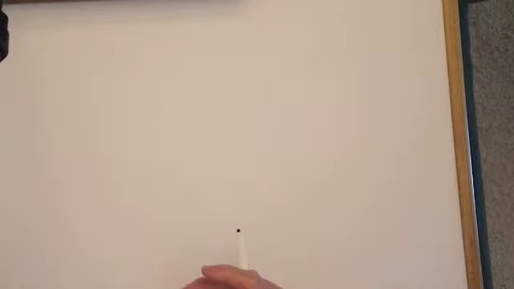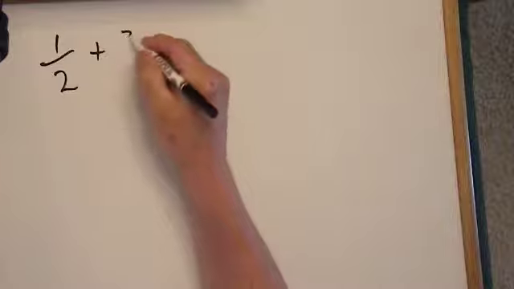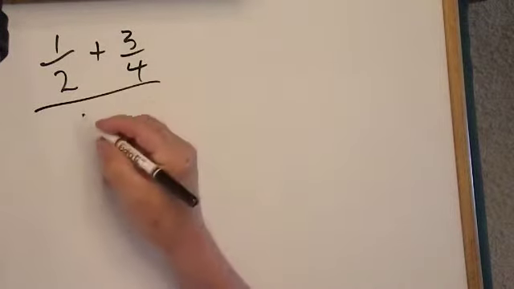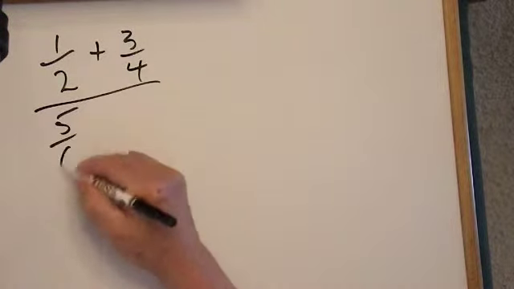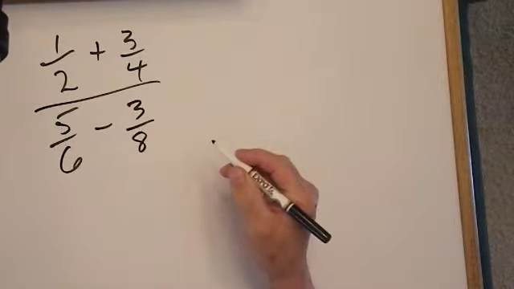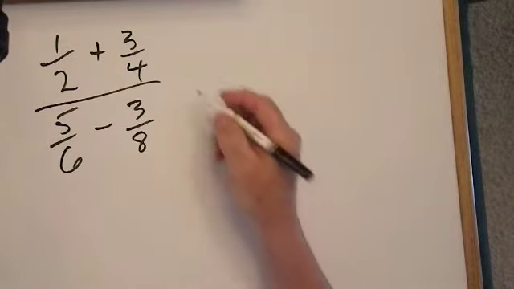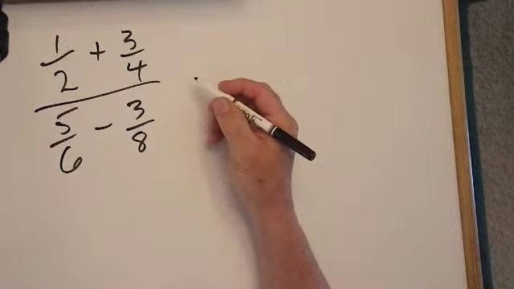So example 1 on page 548. It's 1/2 plus 3/4, all divided by 5/6 minus 3/8. Look familiar? I think that's the same one we had in the previous example. We're going to do it a different way this time.